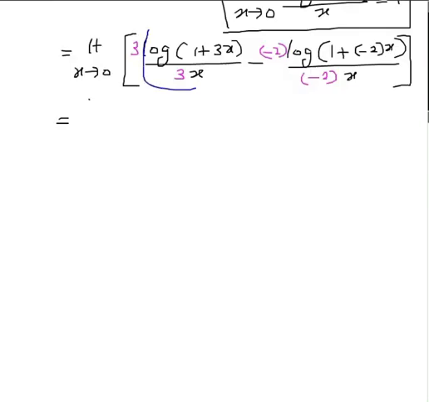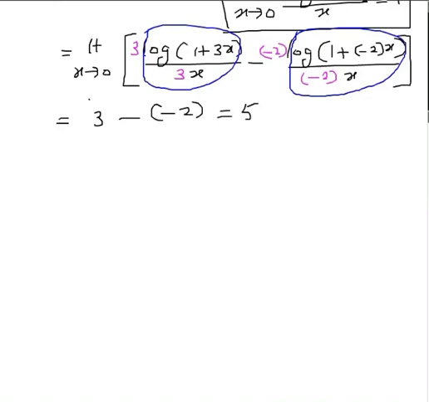Now, as x tends to 0, 3x tends to 0, I can use that formula. Therefore, this becomes 1 by this formula. This also becomes 1 by the same formula. It is 3 into 1 and minus of minus 2. The answer is 5.